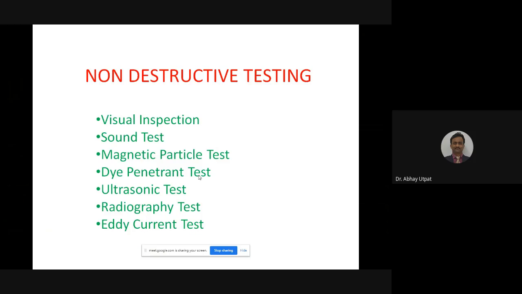So this is the classification of NDT, the short form of non-destructive testing is NDT.